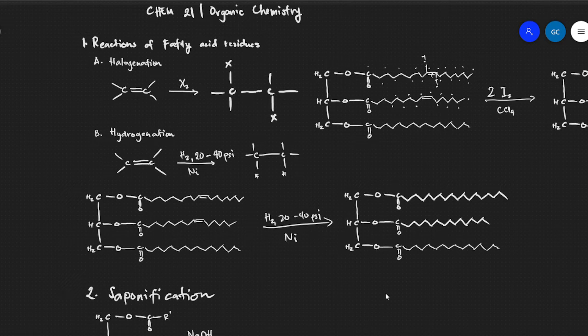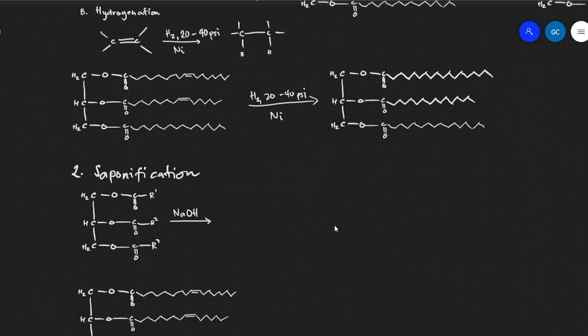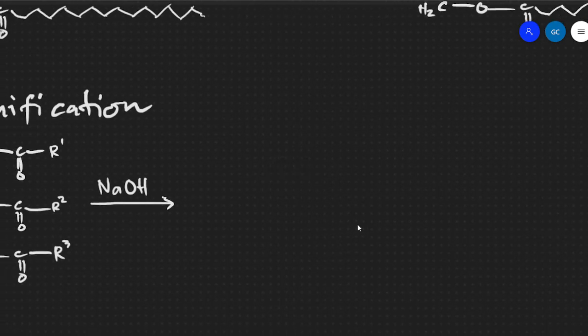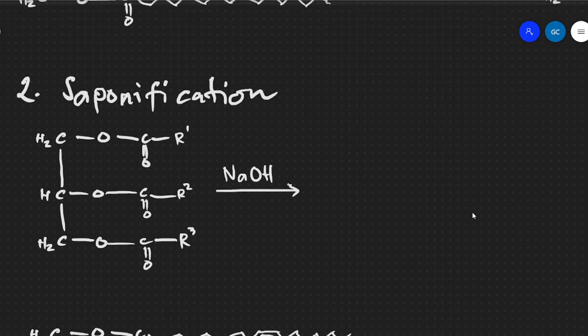So, those are the reactions of fatty acid residues. Meaning to say, by fatty acid residues, this reaction only happens in our unsaturated fatty acids. So the next reaction is actually the saponification. By saponification, this is just the addition of our sodium hydroxide to our TAG.